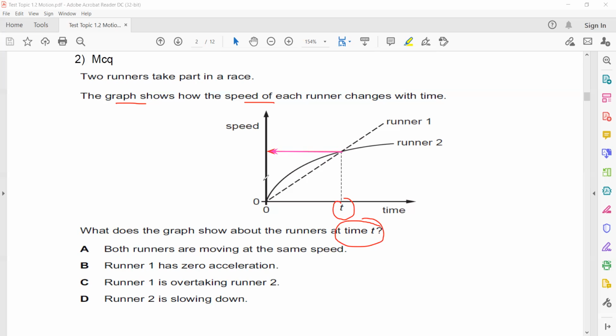On the y-axis, like if these are the numbers, say 10, 20, 30 and so on. When time is t, runner 1 has a speed of 20, and runner 2 will also have the same speed. So what does the graph show about the runner at time t? Both runners are moving at the same speed. That's why A is the right answer. Is it clear?